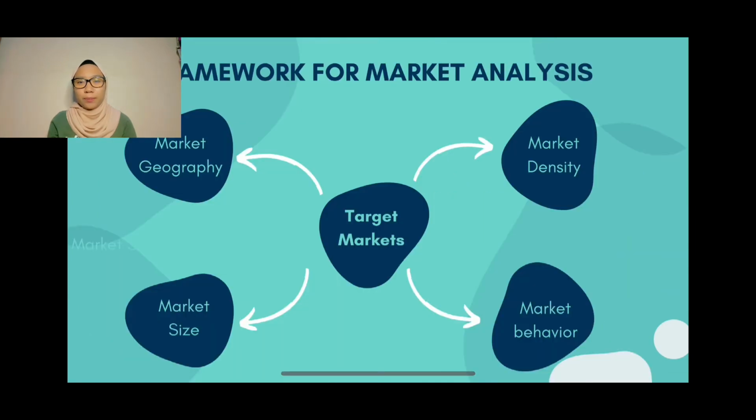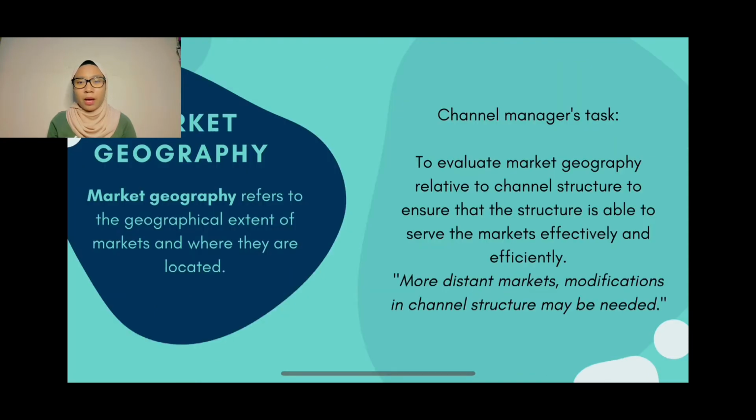Now we go to the framework for market analysis. In this chapter, we use a framework consisting of 4 basic dimensions for discussing market, which are market geography, market size, market density, and market behavior. Market geography refers to the geographical extent of markets and where they are located. If the channel manager asks the question, what do our markets look like geographically and how distant are our markets? The concern is with the market geography dimension.